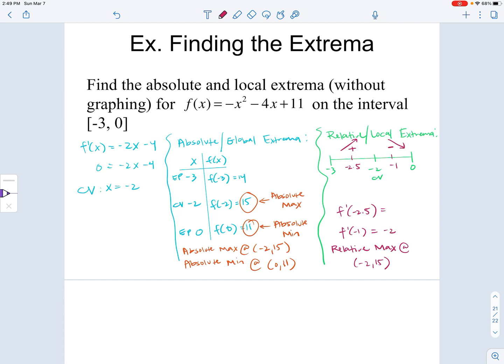So for absolute extrema, if the extreme value theorem applies, you have a continuous function defined on a closed interval. You are plugging critical values and the endpoints of the interval into the original function to find out what is the largest output value, what is the smallest. For relative extrema, you are still making the analysis line and plugging test values into the derivative so that you can see what the slopes of the tangent lines are.